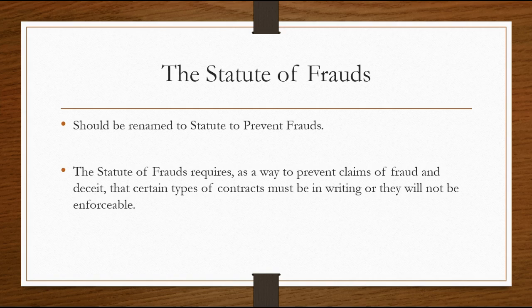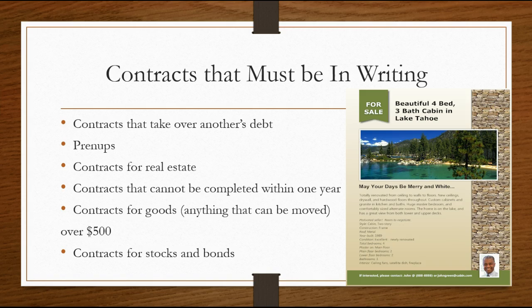All right, statute of frauds. I've renamed it the statute to prevent fraud. And it's basically the concept that certain kinds of contracts have to be in writing because otherwise there's too much opportunity for fraud. So some contracts have to be in writing. So let's look at those. We have taking over somebody else's debt. So if you decide to assume somebody's credit card debt, or like a parent decides to take over the credit card debt for their child, that has to be in writing.